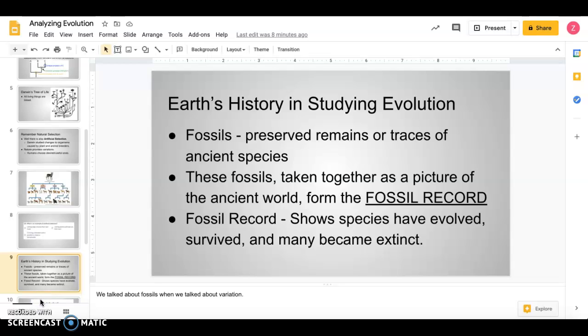Let's talk about Earth's history in studying evolution. We talked about fossils a little bit when we talked about variation across fossils. But fossils, we know, are the preserved remains or traces of ancient species. These fossils are taken together as a picture of the ancient world, and this is known as the fossil record. The fossil record shows that species have evolved, survived, and many have become extinct. Right? We see fossils of creatures that don't exist anymore. They have become extinct. They have died out.